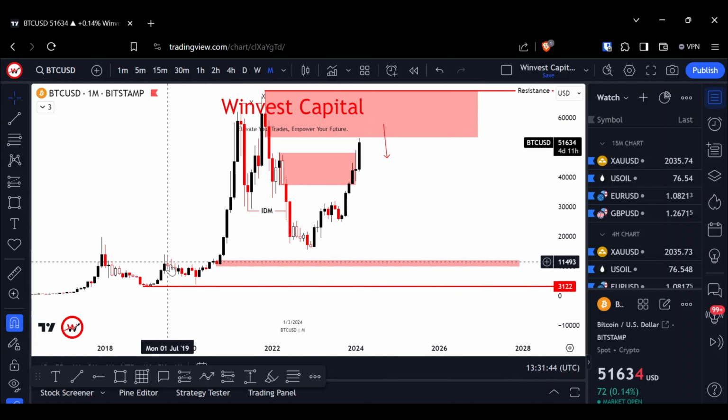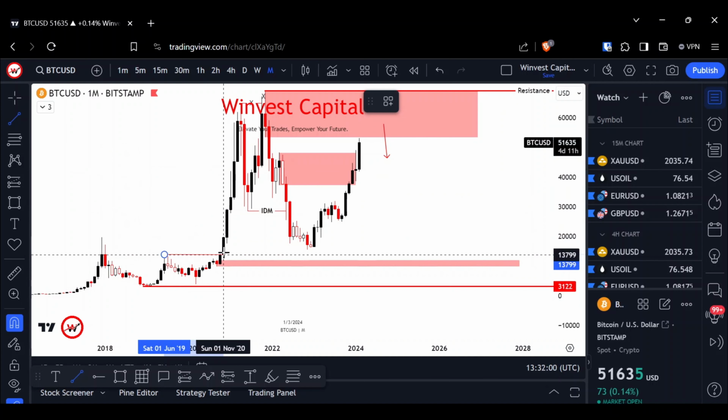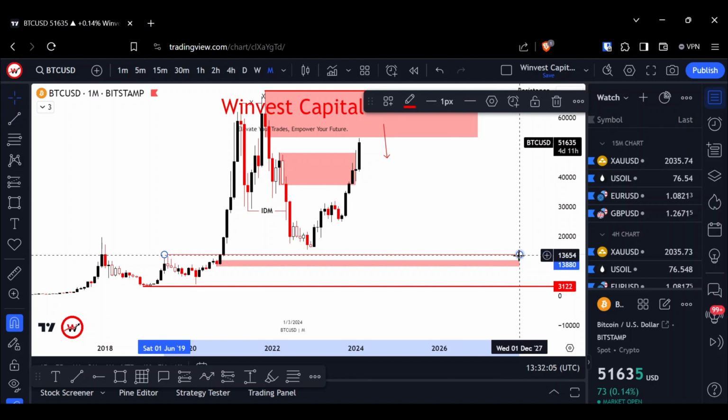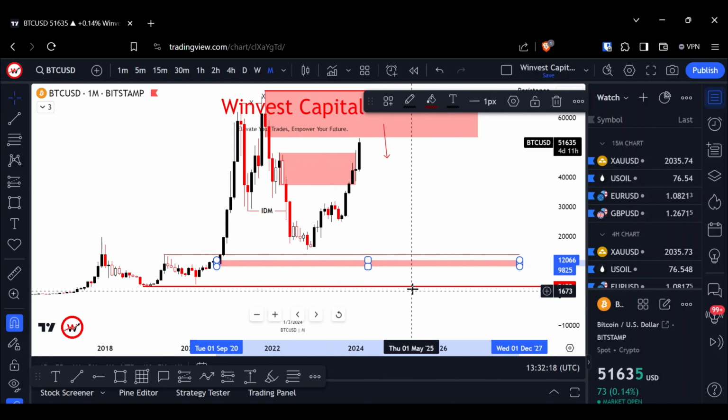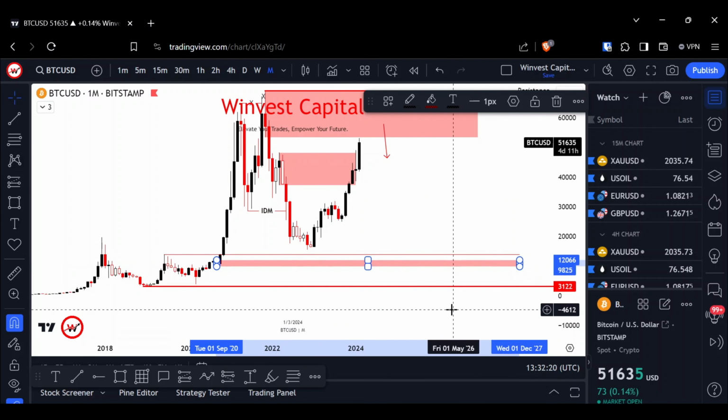If you look at the previous structure, you can see from here, this was the previous high, then it made a pullback. This is the range low, and then it made a run up. So if you create a line like this, then you'll see a zone where you could buy at a discounted value. So it's highly likely that we'll go back to this range.